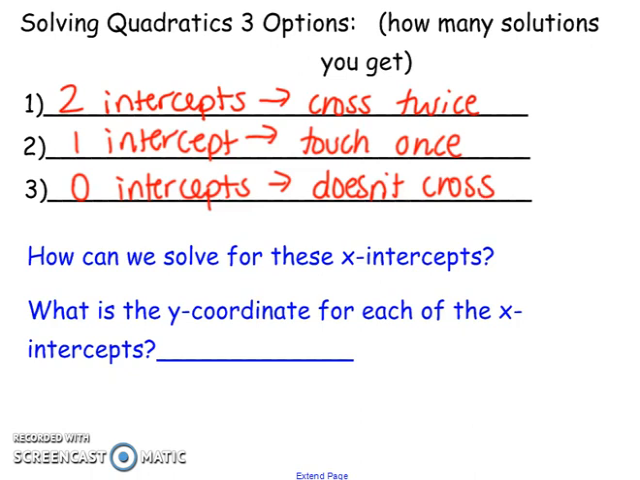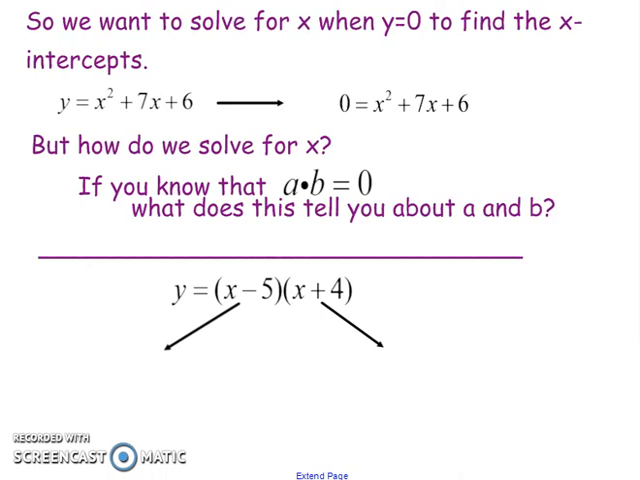How can we solve for these x-intercepts? Well, we'll do that in the next slide. What is the y-coordinate for each of the x-intercepts? Now remember, an x-intercept is crossing your x-axis. Here's your x-axis. So the y is always going to be 0. If we want to solve for x when y is 0, we have to find the x-intercepts. So you're taking y and replacing it with 0, since we know y is always 0.